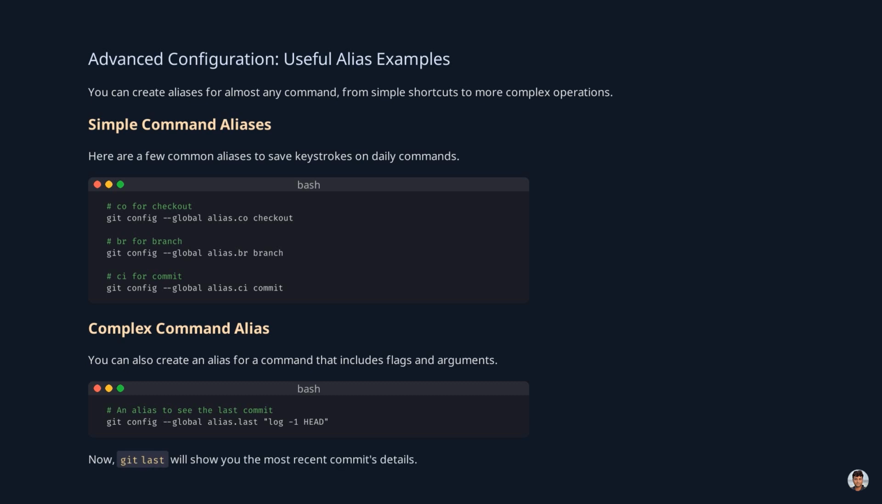Let's look at a few more useful examples. You can create short aliases for common commands you type all the time. For example, you could set co to mean checkout, br to mean branch, and ci to mean commit. But aliases can also handle more complex commands. For instance, you could create an alias called last that runs the command log -1 HEAD. This command is a quick way to show you the details of the very last commit you made. As you can see, aliases are a powerful way to customize Git for speed and make your workflow much smoother.